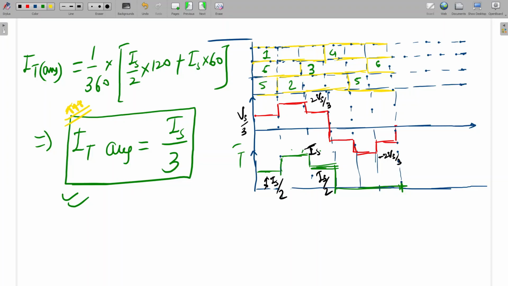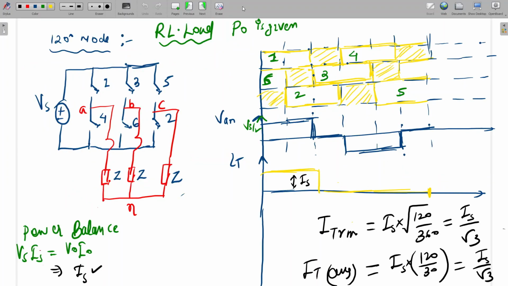Yes, sir. And here I have done the same thing for 120 degree mode. First we'll do the same thing and calculate the Is. If 1 and 6 conduct, what will be the current in switch 1? That will be Is only. If 1 and 2 conduct, there also it will be Is only. Is it clear to all? Yes, sir.